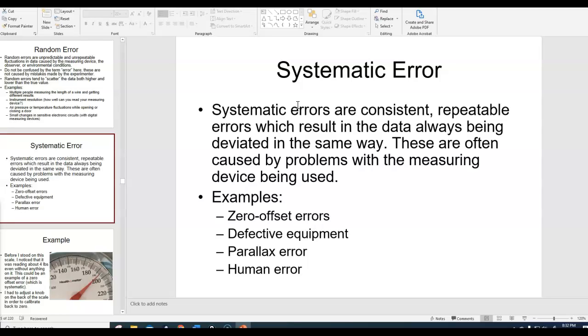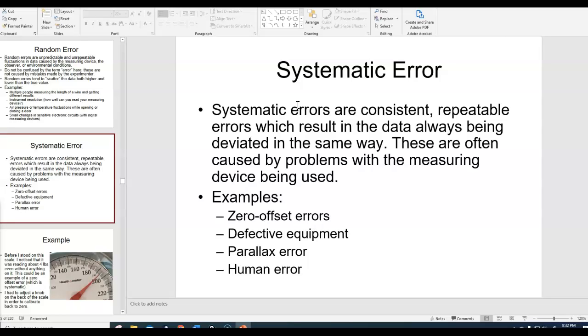But systematic errors could also be caused by defective equipment. For example, let's say you order a meter stick, and the space between the tick marks is supposed to be 1 millimeter, and let's say whoever manufactured it made it like 0.9 millimeters. Now you would never know if your meter stick was slightly too short just by looking at it, but that would affect every measurement that you made with that device. Okay, so defective equipment could possibly cause systematic error.